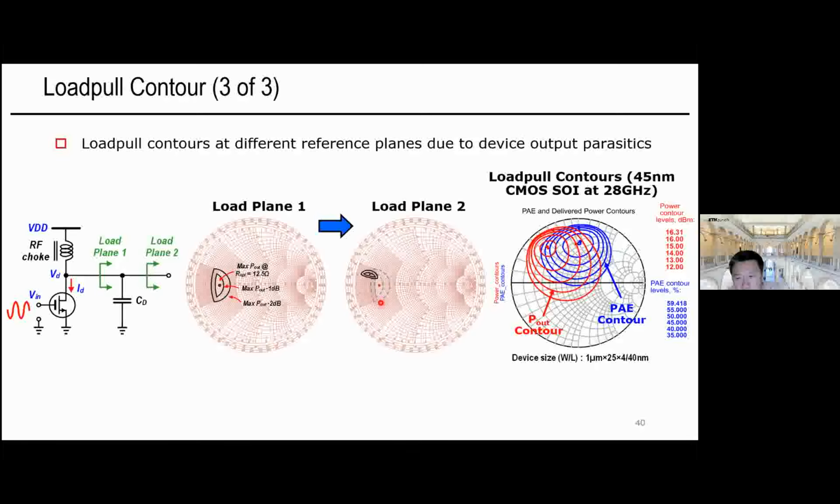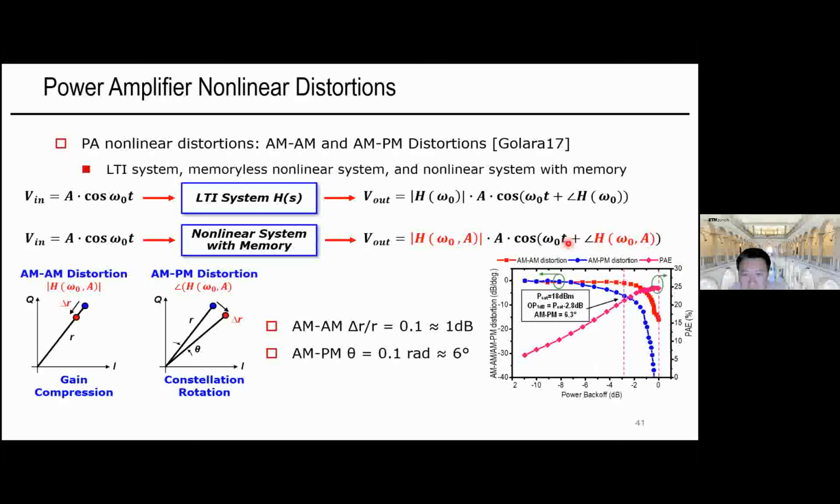An actual Loadpull contour for 45 nanometer CMOS SOI devices at 28 gigahertz is shown here on the right. The red curve represents the 1 dB output power contour, while the blue curve represents the 5% PAE contour. We can also have other types of Loadpull contours, for example for PA linearity. But these are essentially large signal contours, and we should choose the optimal load to fit the particular application needs.